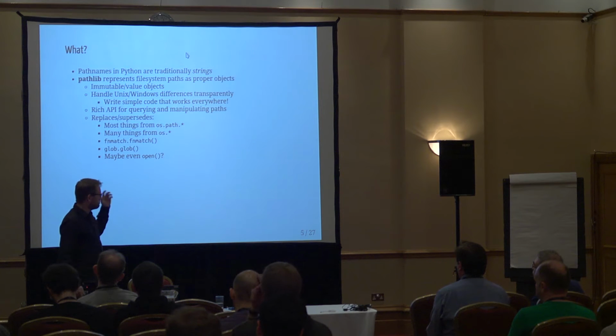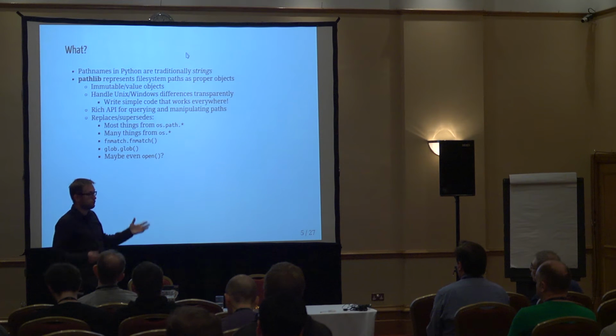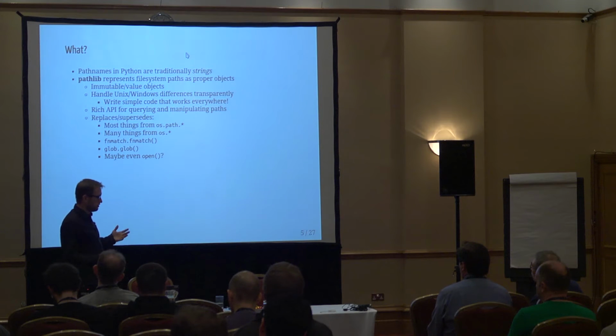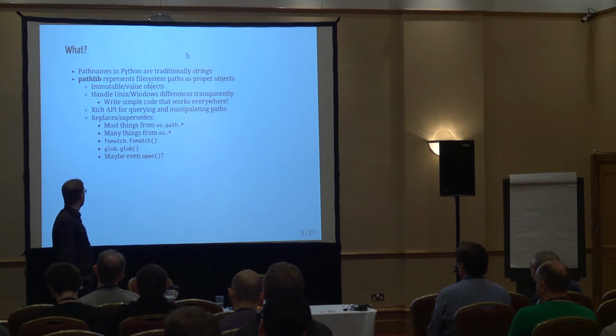Python is pretty good at this already, but pathlib handles platform differences even more transparently. You can write simple code that works well on both Unix and Windows. And in addition, it offers a rich API for various attributes of paths and working with them. It doesn't replace, in that these things go away, but it supersedes a bunch of things from the os.path module, from the os module in general, and a few other things.